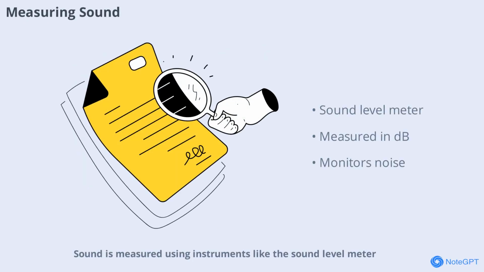Sound is measured using instruments like the sound level meter. The unit of loudness is the decibel, dB. Measuring sound levels helps us monitor noise pollution and ensure safe environments in workplaces, schools, and public spaces. Accurate measurement is essential for setting regulations and protecting our hearing.